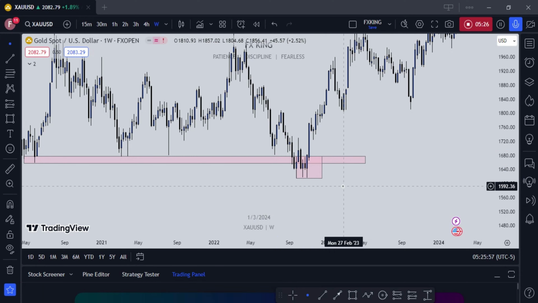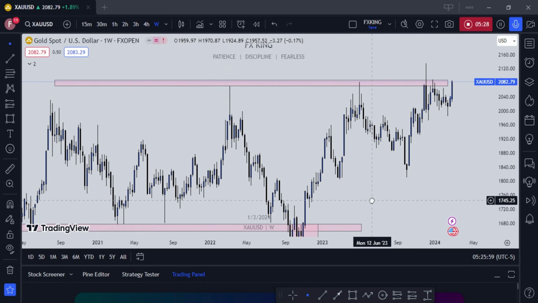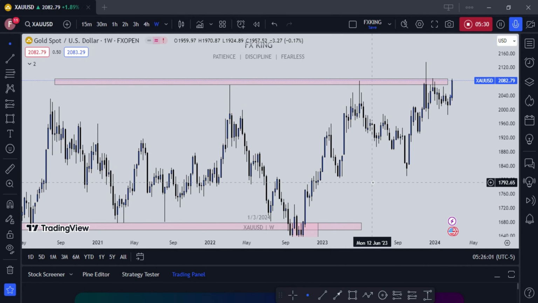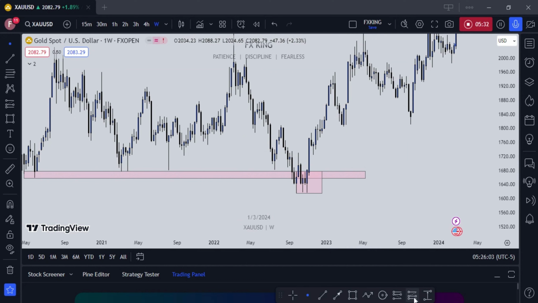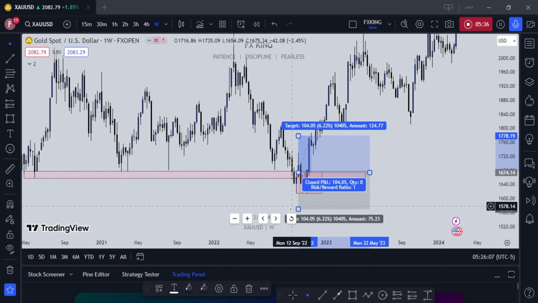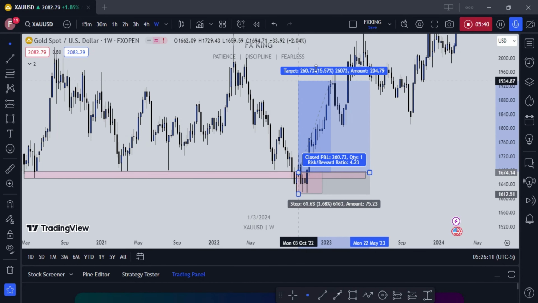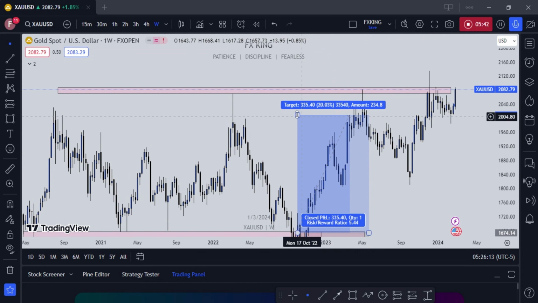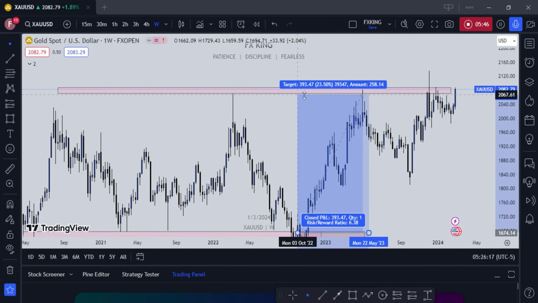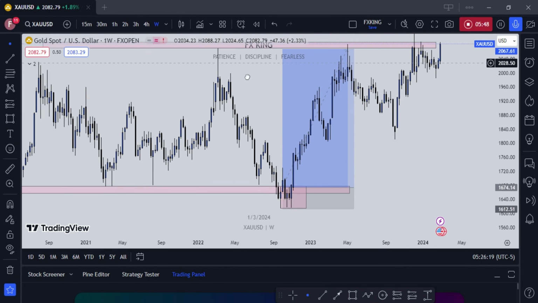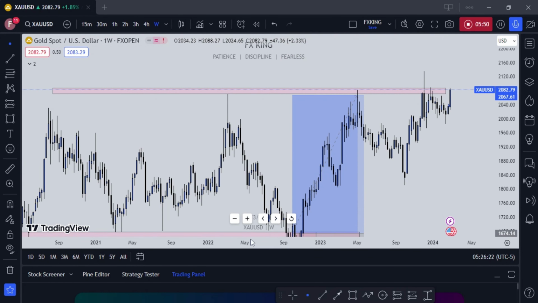This was our entry zone here to the buy, targeting the opposite liquidity. So this is how your position should have looked like, to target the opposite liquidity as said. This is how your position should have looked like in this case.